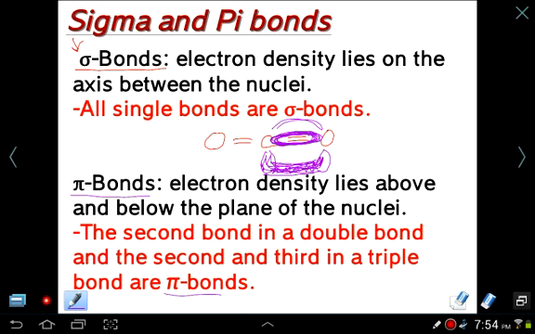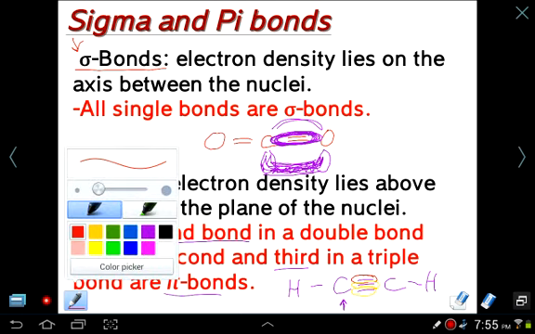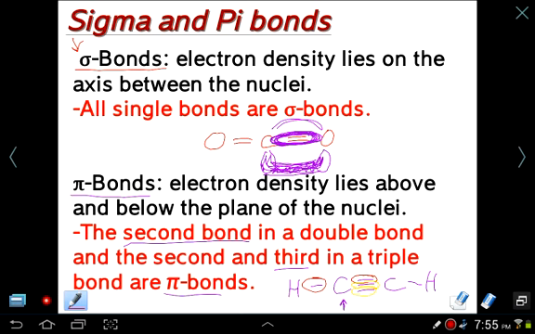Now, here it says that the second bond in a double bond and the third in a triple bond are pi bonds. So, for example, say this sort of molecule, which we'll take a closer look at in just a minute. For this carbon, its sigma bond is this one, and its pi bonds, how about orange, are these two. Since it also has a sigma bond on the left, we'll see that carbon has two sigma bonds, and then it has two pi bonds. And that's the sort of thing we're going to take a look at.